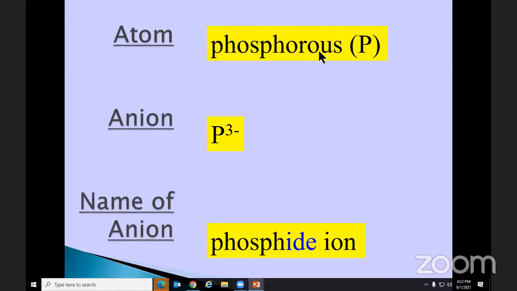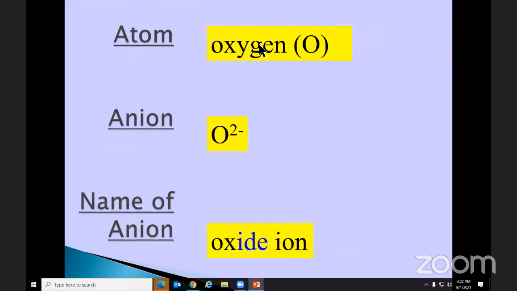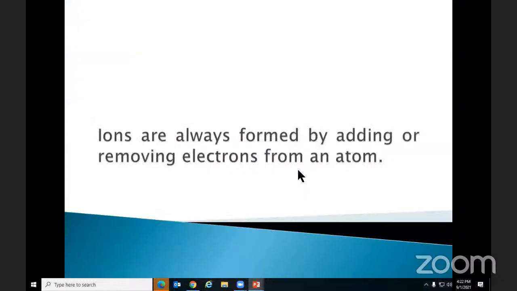Here's another example, phosphorus. When it gains 3 electrons, it forms what is known as the phosphide ion, again the IDE ending, all right? In the case of oxygen, it gains 2 electrons to form the oxide ion, all right? And basically, that's how we have ions deriving their names from their respective atoms. We replace the ending of the names of these elements with IDE to get the names of the corresponding anions.